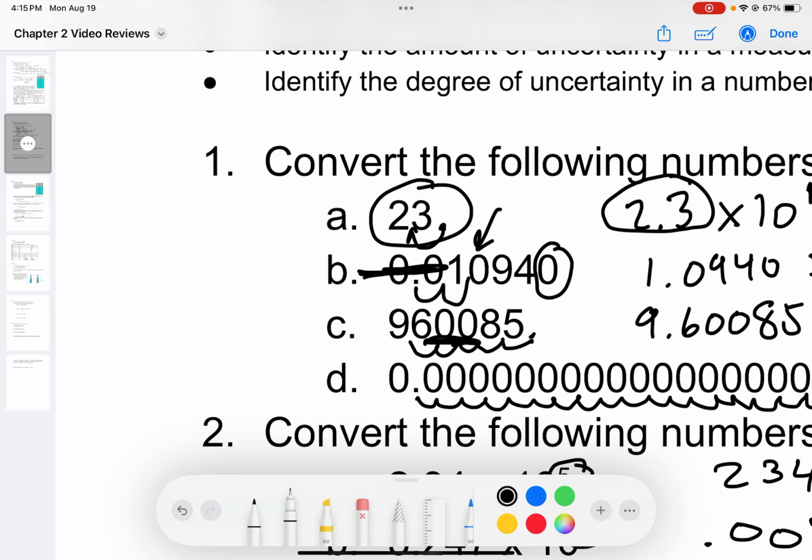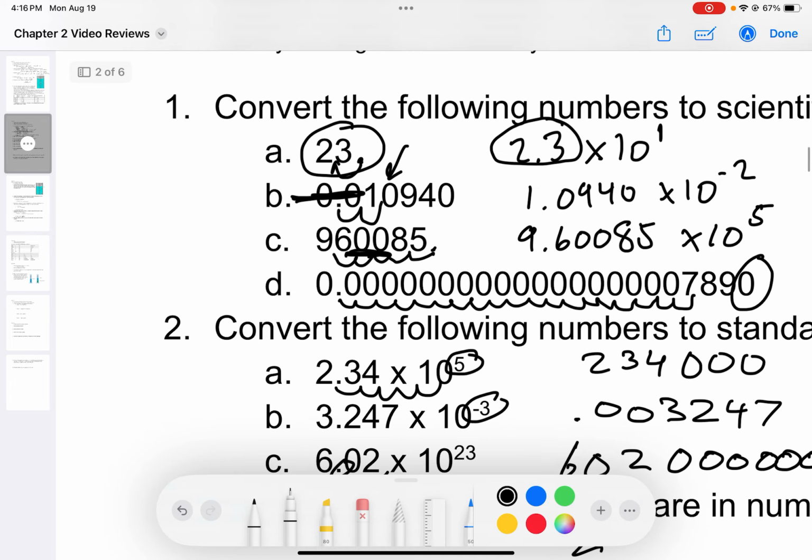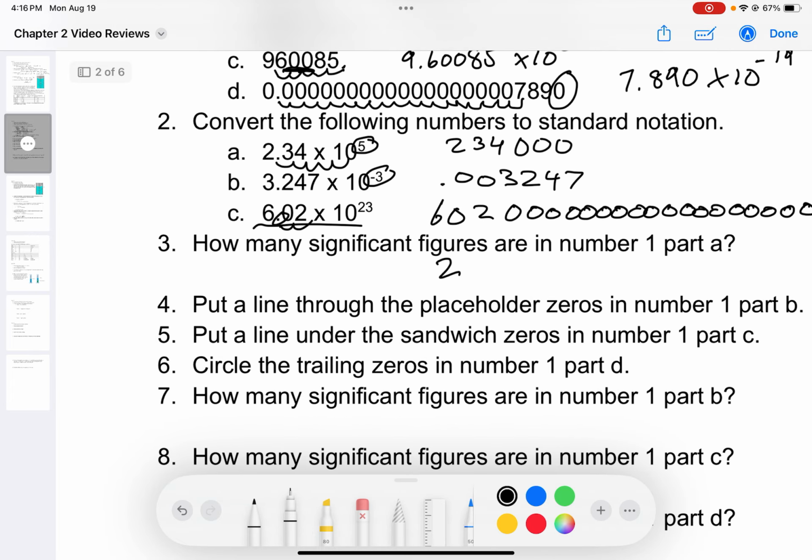So here's what it depends on. Trailing zeros are significant if they occur after the decimal point, or to the right of the decimal point. So this trailing zero that I've circled right here would be a significant figure because it comes to the right of the decimal place. So if I'm counting these significant figures here, all 5 of those numbers would be significant. Okay? So let's go back and answer that question. How many significant figures are in number 1, part B? We said there are 5.